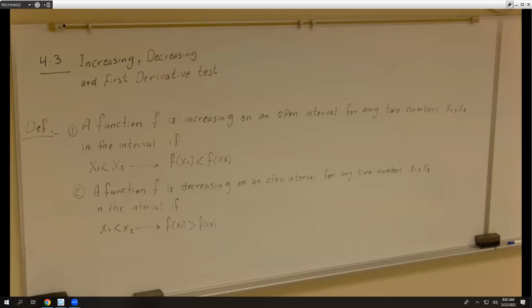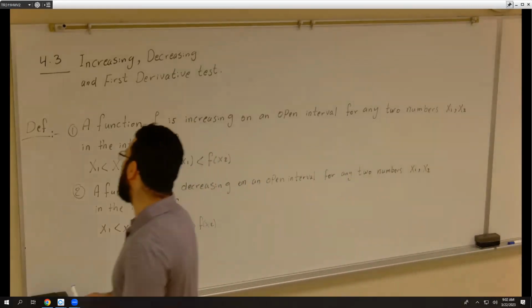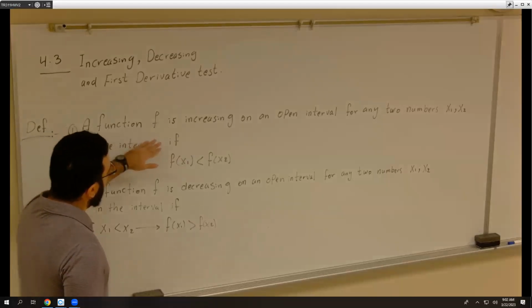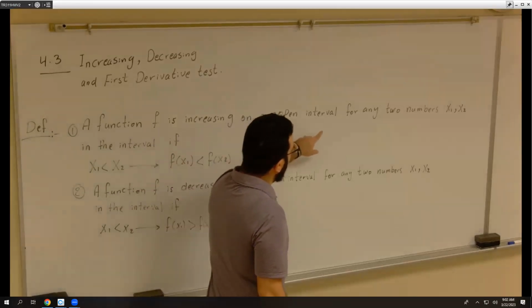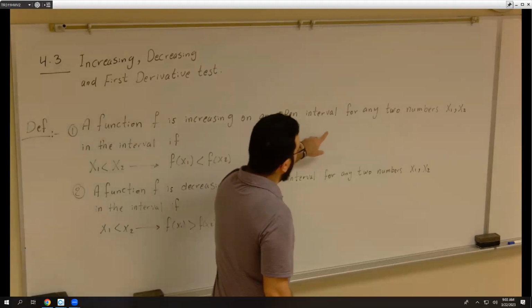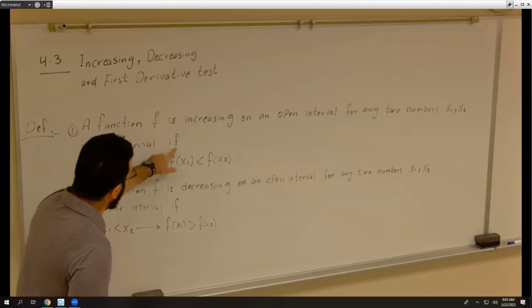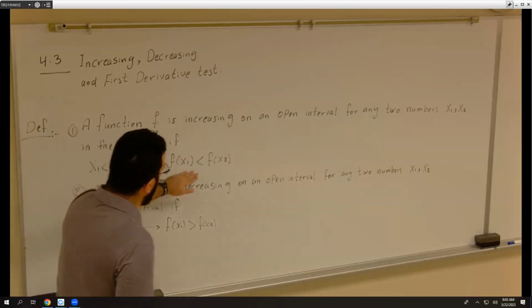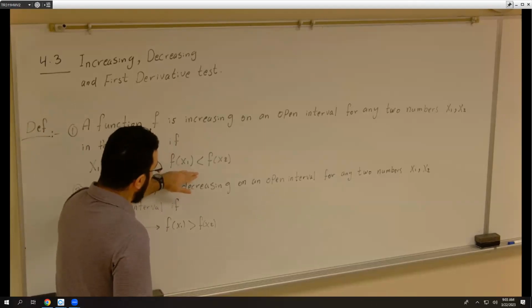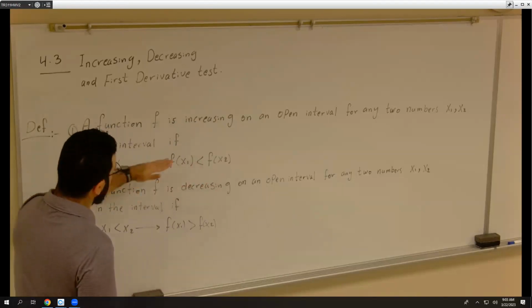So section 4.3, increasing, decreasing, and first derivative test. So here's the original definition about how to find the increasing and decreasing. A function is increasing on an open interval if for any two numbers you pick from the x coordinate in the interval, if x1 is less than x2 and y1 is less than y2, that means the function is increasing.